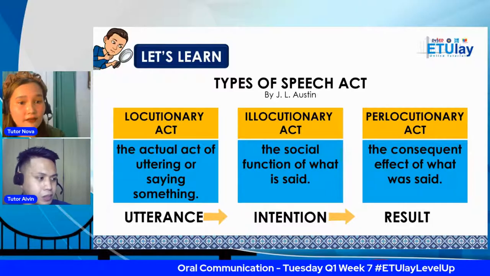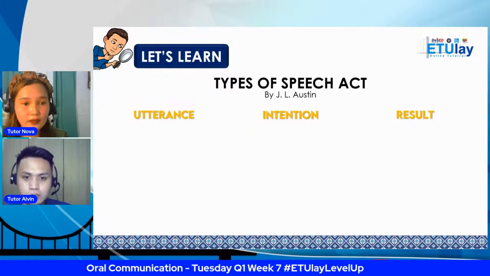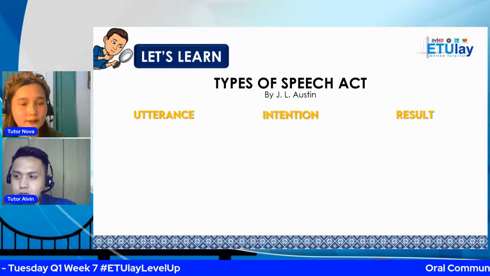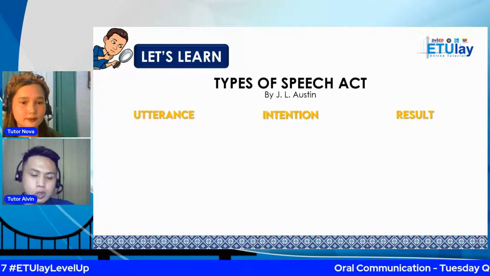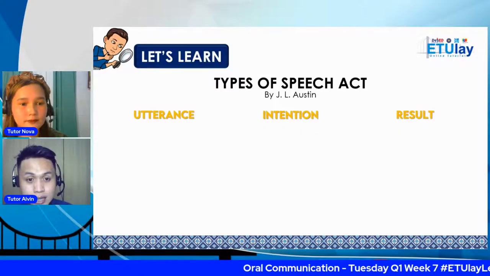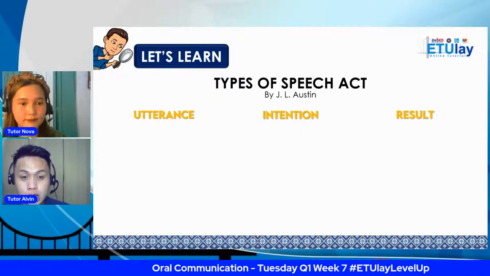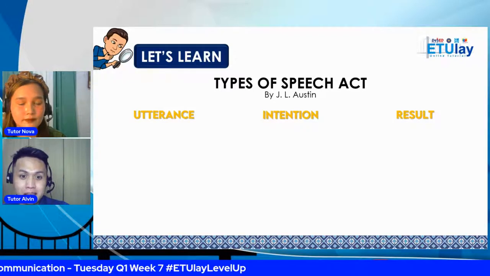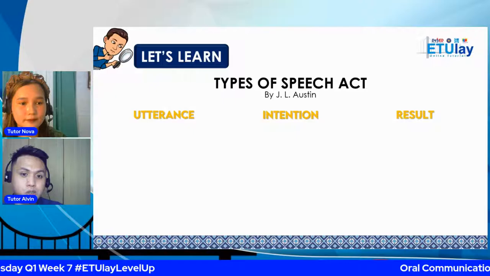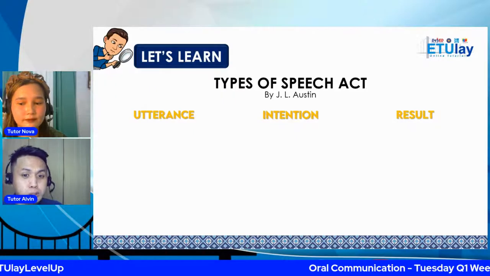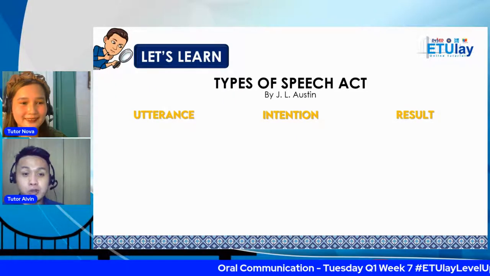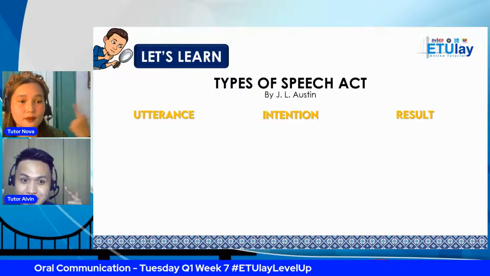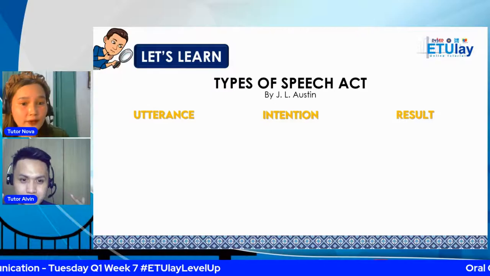Okay, now let's have this more simplified example, Sir Alvin. Yes, para to better understand the three types of speech act according to Austin. So let's have this one. The utterance, anong sinabi? Intention, anong gustong mangyari? And the result, anong posibleng mangyari? Okay, what's the possible outcome? So, of course, before you utter a certain expression, you will be thinking first of your intention. Why would you say it? What do you want to happen?